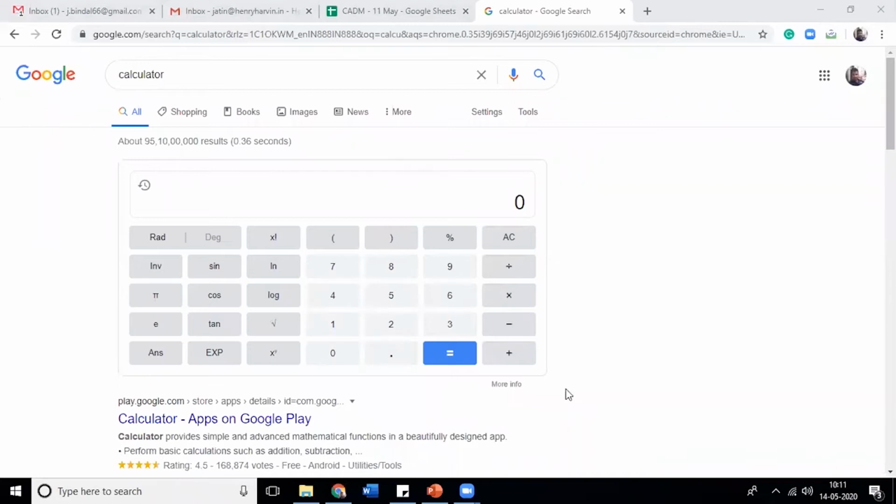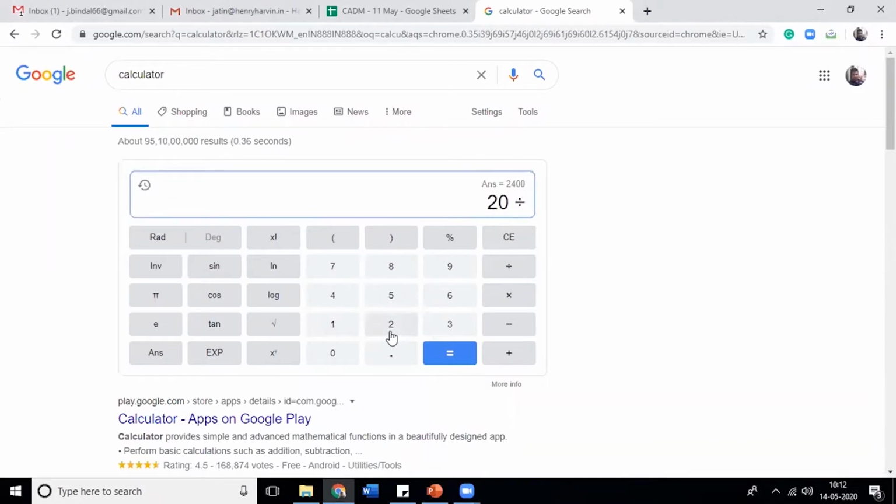Tell me, guys, what will be my CTR if the number of clicks is 20 and the number of impressions is 120? What is my CTR? Chaitanya says 16.66%, Rajiv says 16.66%. Yeah, it's 16.66%. It's a simple formula: 20 divided by 120.